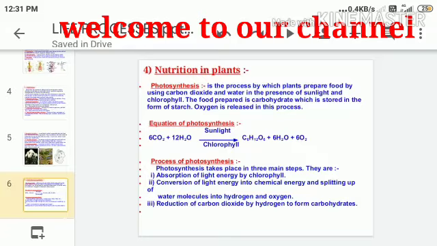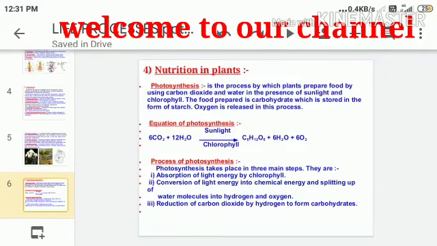When you study the equation of photosynthesis, 6CO2, 6 molecules of CO2 react with 12 molecules of water in presence of sunlight and chlorophyll. It will give rise to C6H12O6, which means glucose. C6H12O6 is the molecular formula of glucose, and 6 molecules of water and 6 molecules of oxygen are released into the atmosphere.